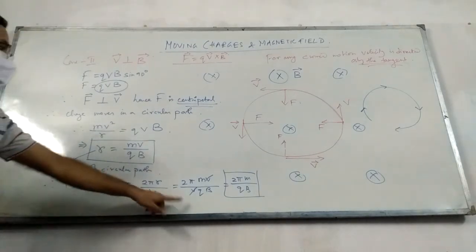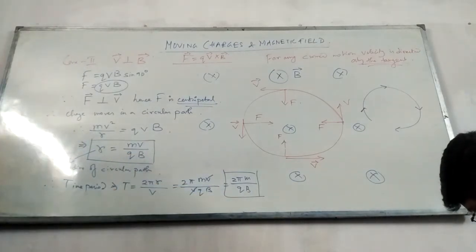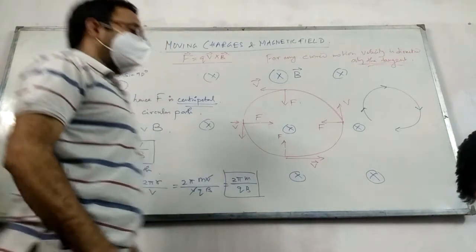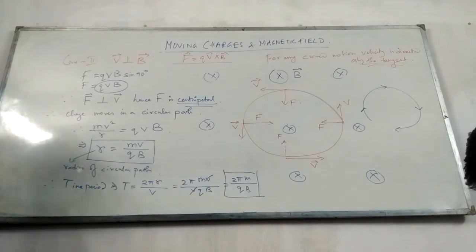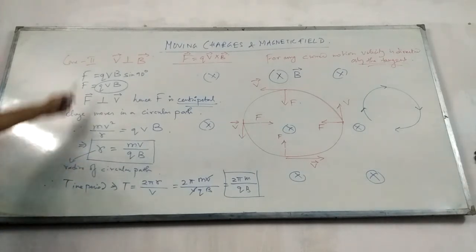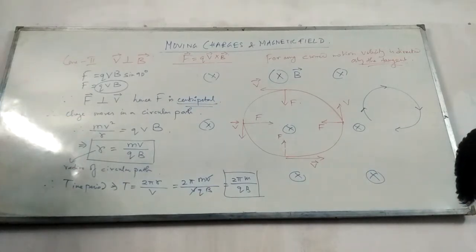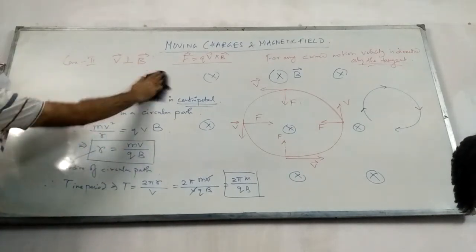Okay, so write this down over here. Hence, the time period is independent of velocity. Clear? So, case 2 done. Next, case 3. What is case 3? Let's go for it.